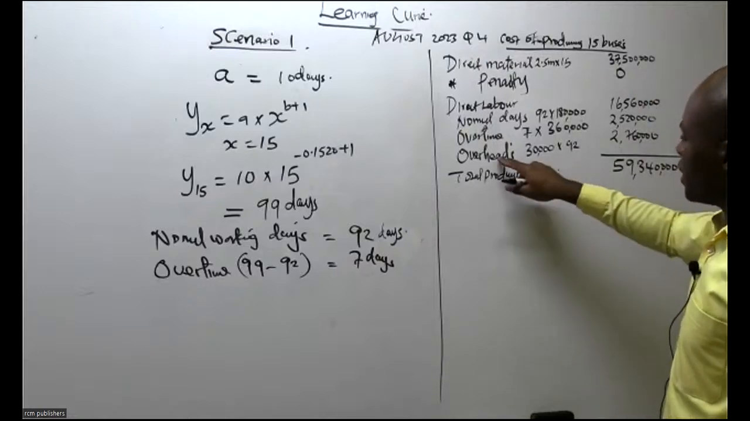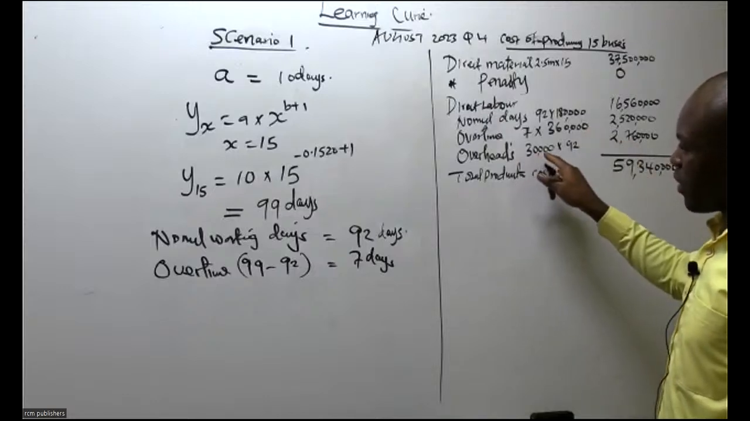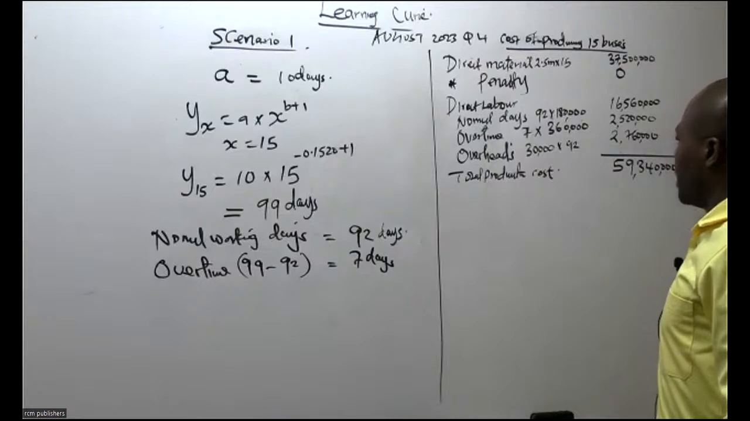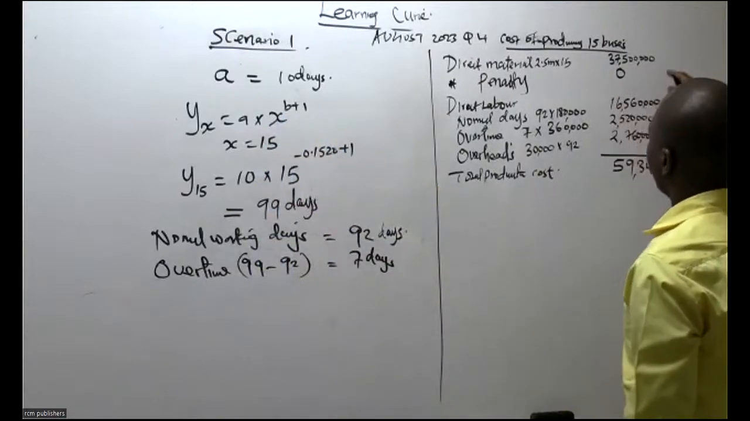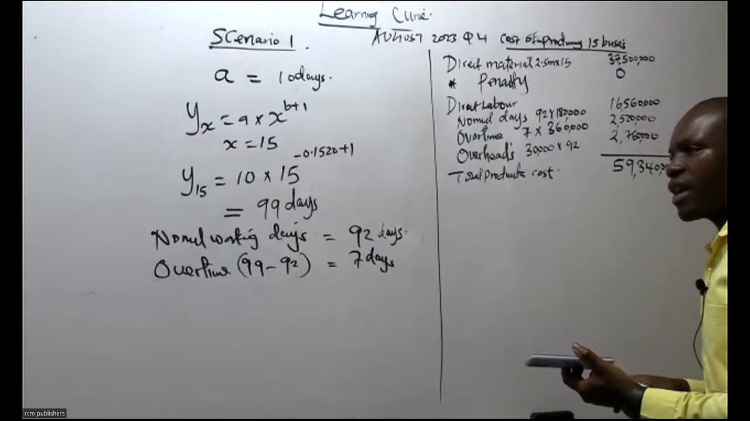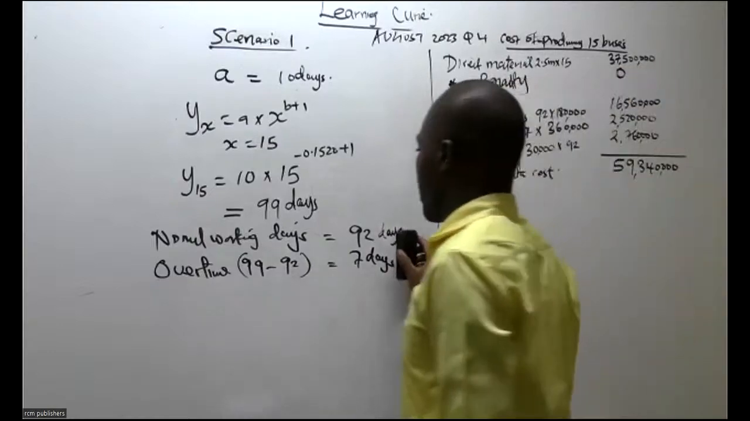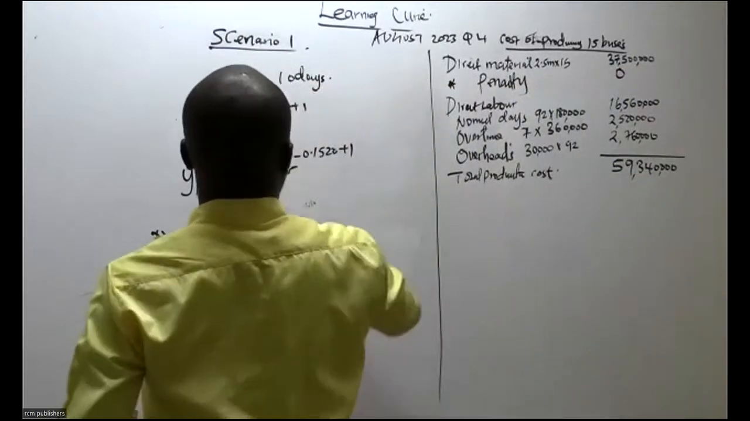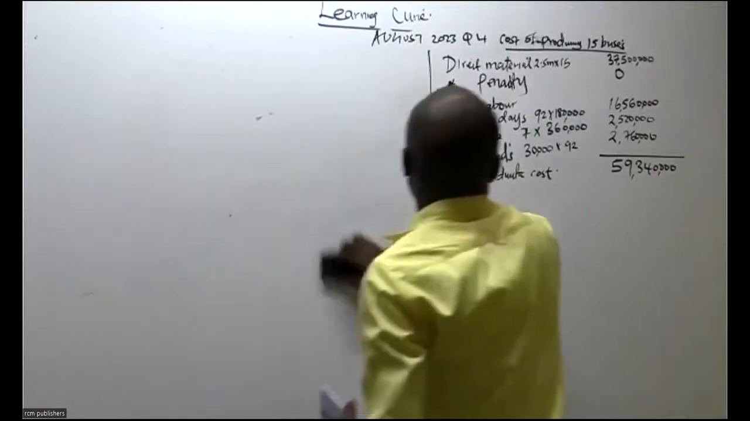Then the overheads depend on the normal working days, so just take your 30,000 by this. Again, it does not depend on the results of the learning curve. So already you have 2 marks, but you did not know anything about the learning curve. That's how you harvest those 3 marks. So that is scenario 1 gone.